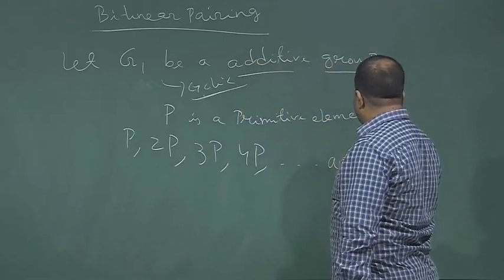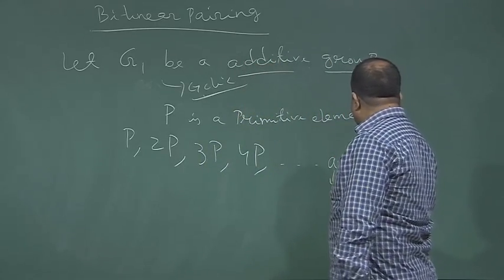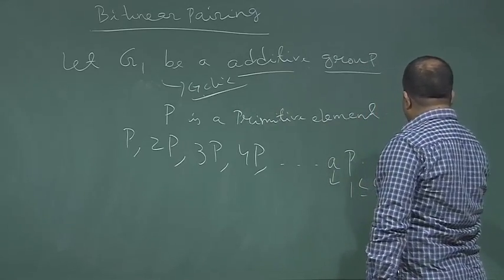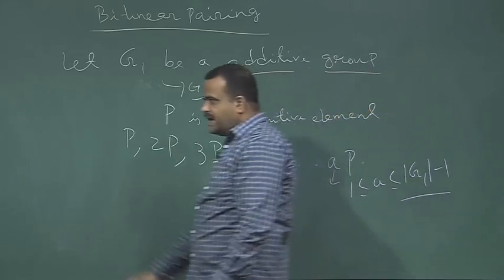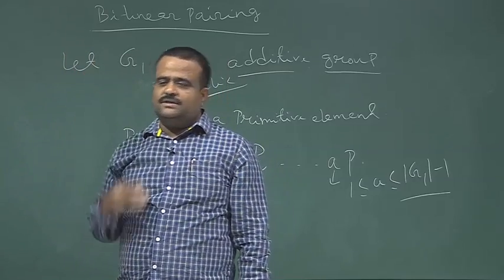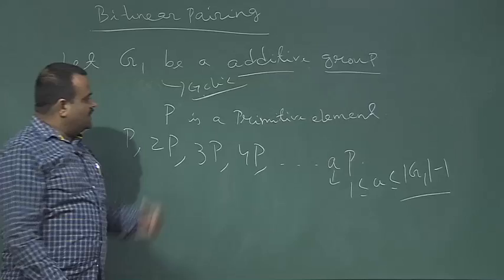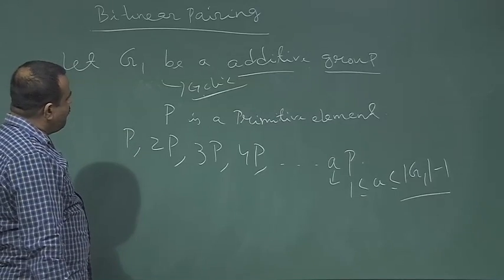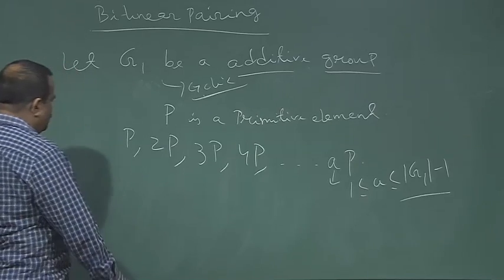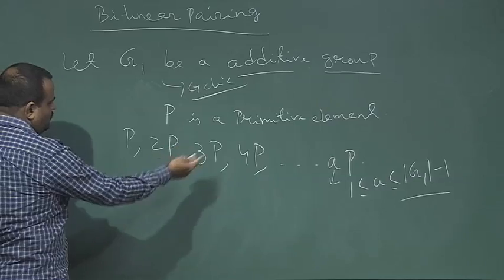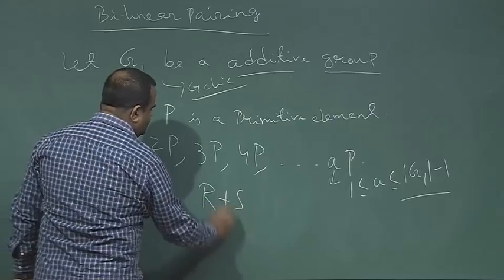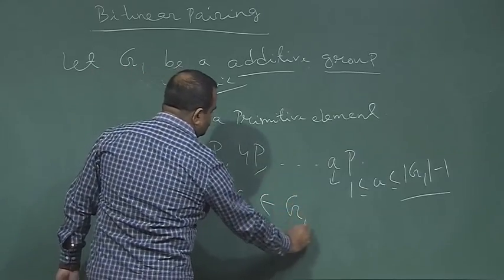So, in general say AP, where A lies between 1 and the order of this group. A is the index, but it is in the additive sense, it is not a power. So, the operation is additive. So, it is just AP, 2P like this. So, basically if you take 2 elements R and S, where P is a primitive element, then the operation is R plus S, in the additive sense, and it is in G1.